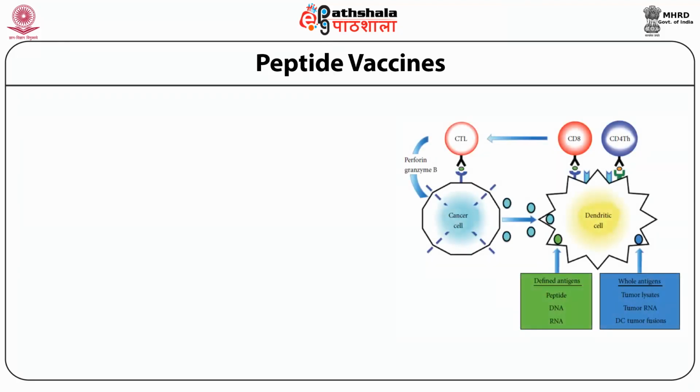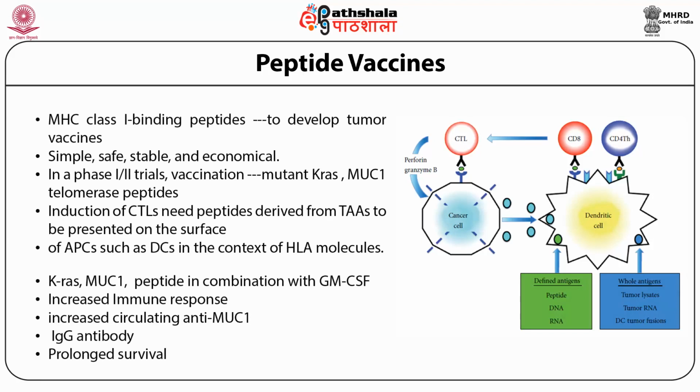That is how we can make the small peptide vaccines. The tumor associated antigens can be broken down into peptides, and these peptide vaccines can be generated. To give you an example, MHC class 1 binding peptides are being used to develop tumor vaccines. These are simple, safe, stable and economical. These are under clinical trials phase 1 and 2.